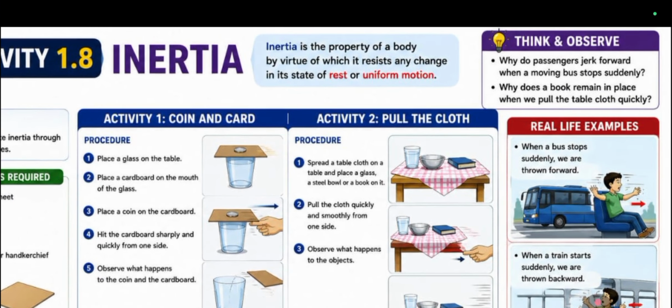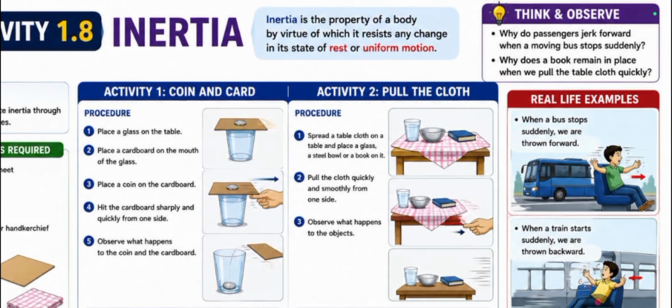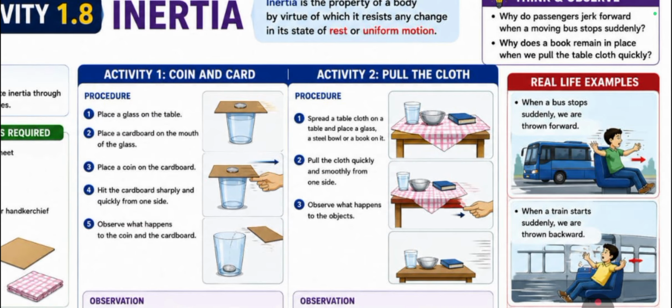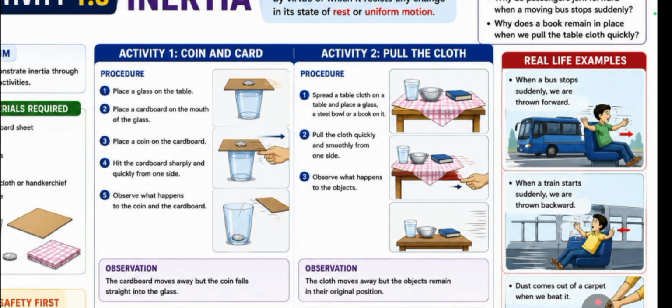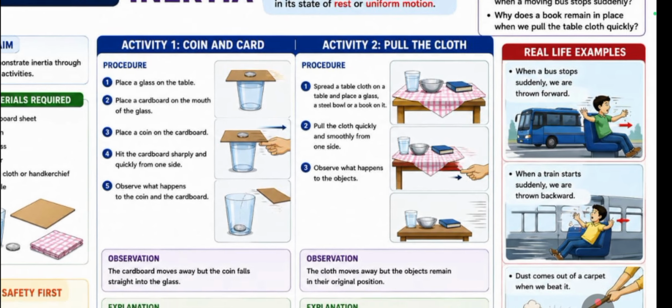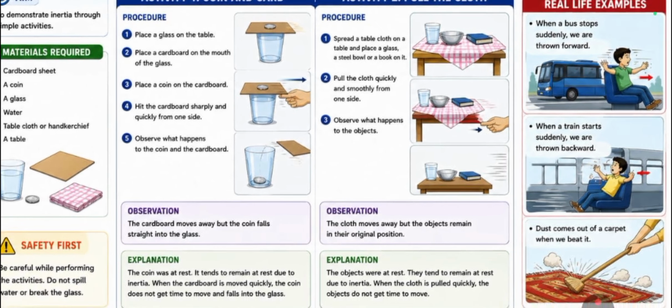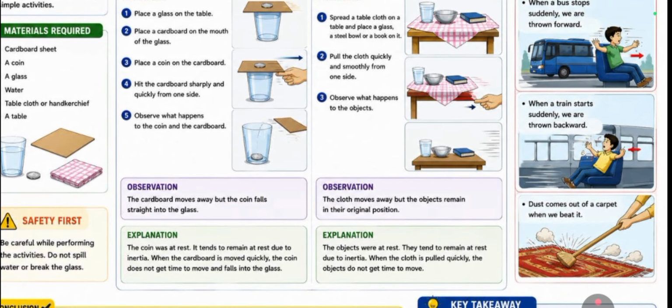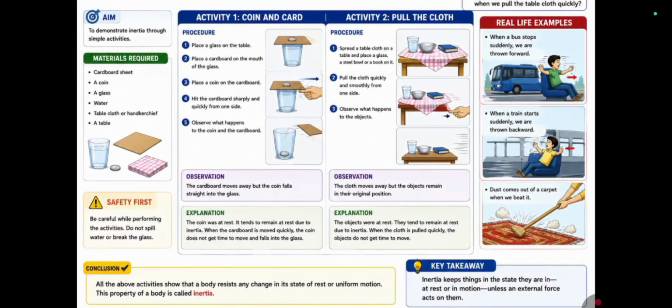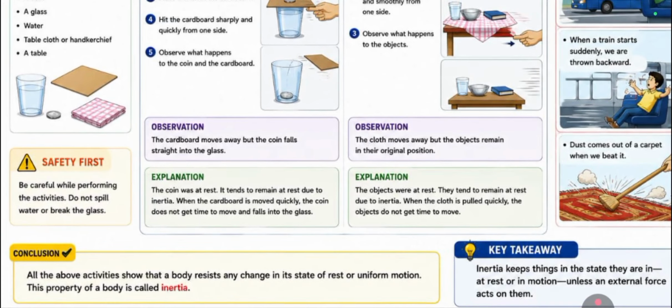Here we think and observe. Why do passengers jerk forward when a moving bus stops suddenly? And why does a book remain in place when we pull the tablecloth quickly? When the bus stops suddenly, we are thrown forward because of inertia. And when a train starts suddenly, we are thrown backward. In this case, it is also called inertia. Dust comes out of a carpet when we beat it. At this time also, inertia is at work.